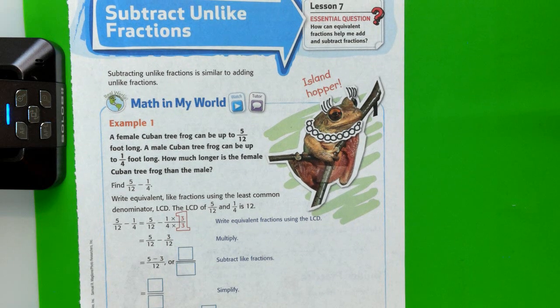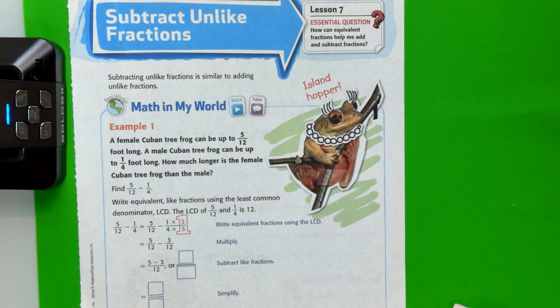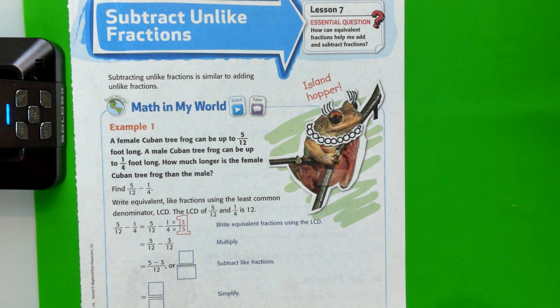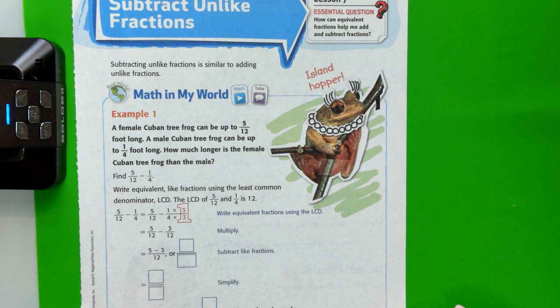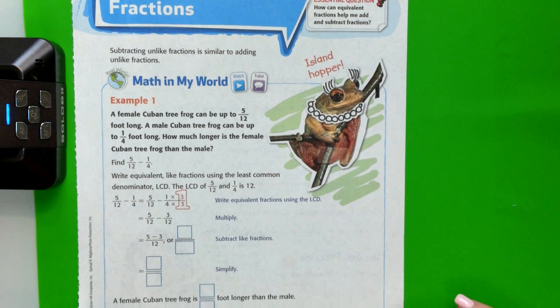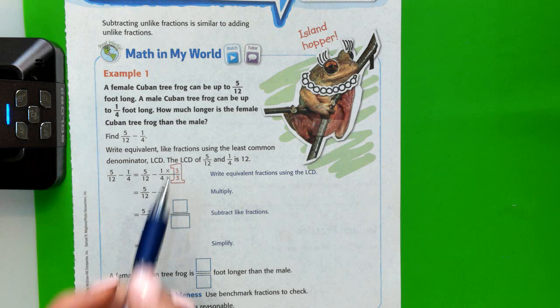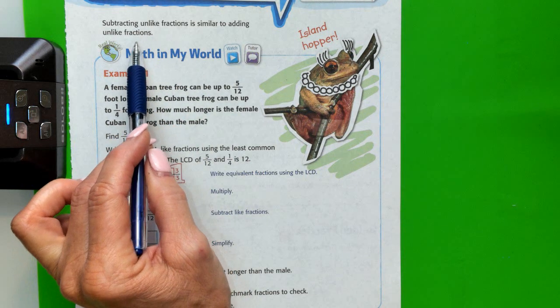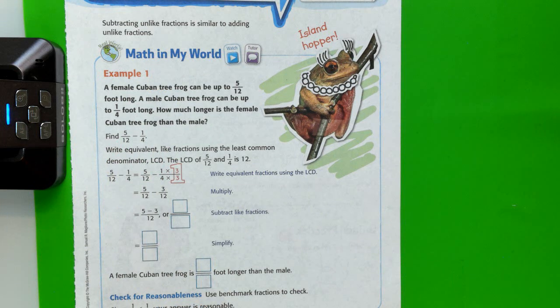Okay, Chapter 9, Lesson 7, Subtracting Unlike Fractions. So, Lesson 7 is going to be much more helpful, I think, than Lesson 6 because we're going to actually use our least common denominator strategy to find common denominators for our fractions. So subtracting unlike fractions is similar to adding unlike fractions. It's exactly the same, it's just the inverse operation.